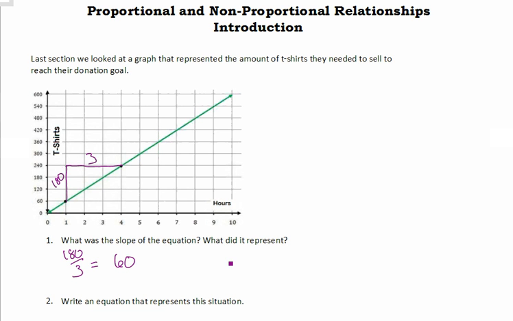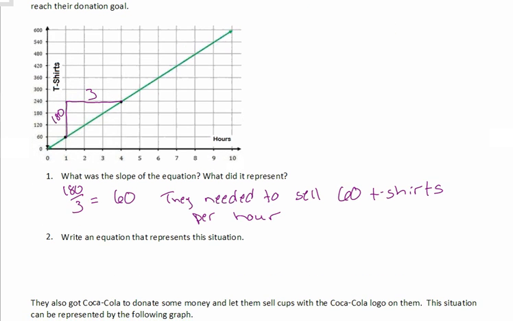But now it's asking what did that represent? Looking at this, again, the t-shirts that they had to sell per hour to get their goal. So they needed to sell 60 t-shirts per hour. Okay, remember, slope is rise over run.